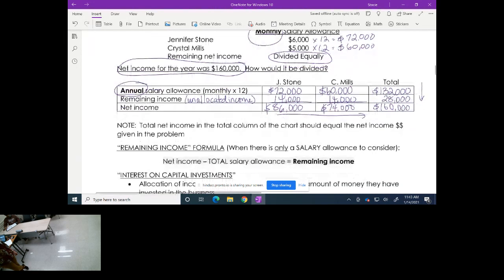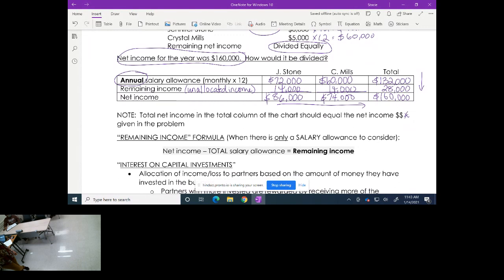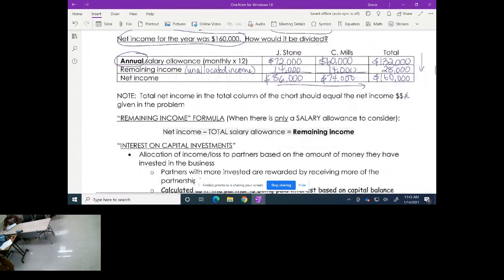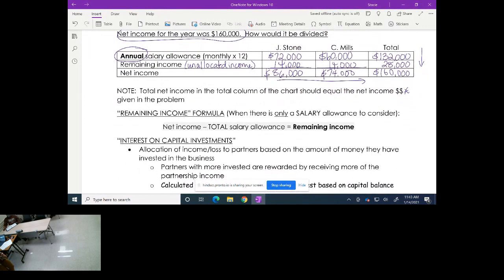All right, so I put that on here. The total column should equal the net income, sorry. So there is your formula to come up with remaining income in a problem with just salary allowance.